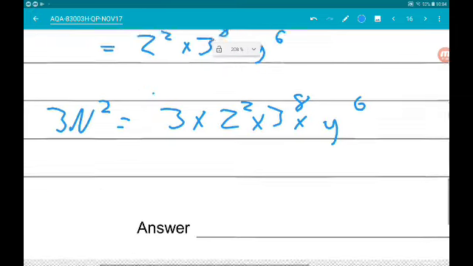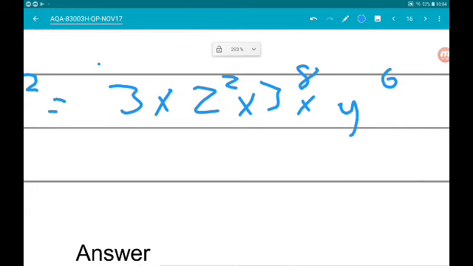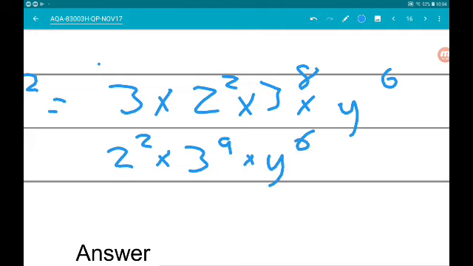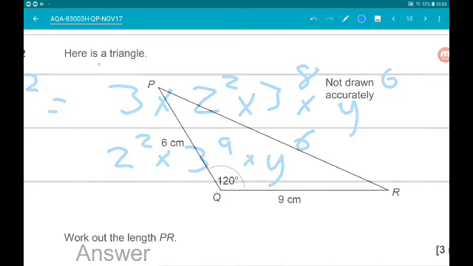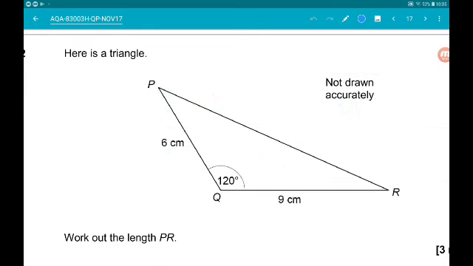Now we can bring the 3's together to give us 2 squared times 3 to the 9 times y to the 6. Cool. Okay, 22, we got a non-right angled triangle and we want to find a length. So we know 2 lengths and an angle. So this is a job for, sadly, the cosine rule.